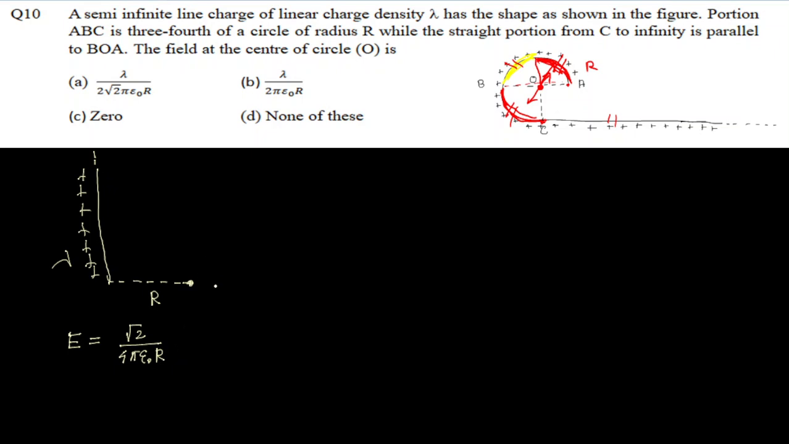And what will be the direction? If we draw a perpendicular line like this, then the net electric field will be at 45 degrees with this line, and 45 degrees with this line. Good.